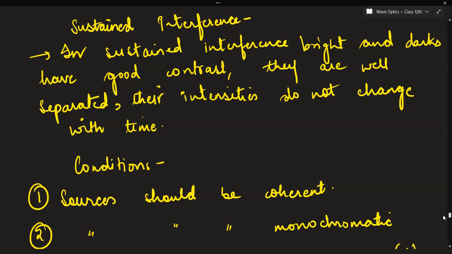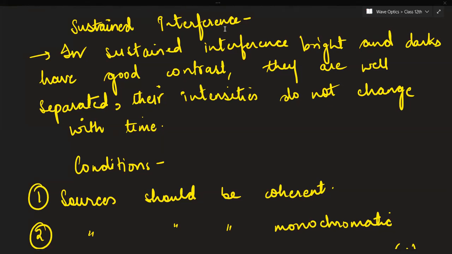See, sustained interference means what? Intensities are not changing. Whatever bright and dark fringes are formed, with whatever intensities they are formed, they are not changing. Let's say a very bright fringe is formed, then the intensity of that very bright fringe won't change.